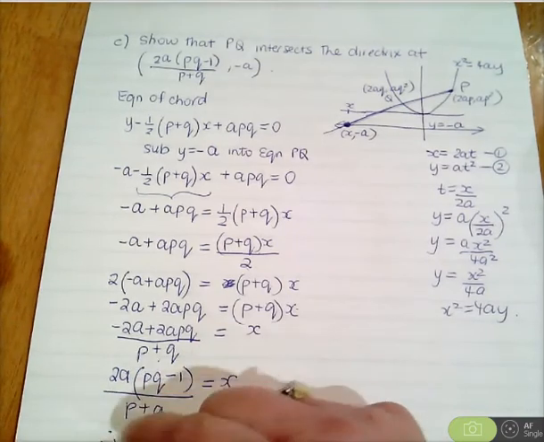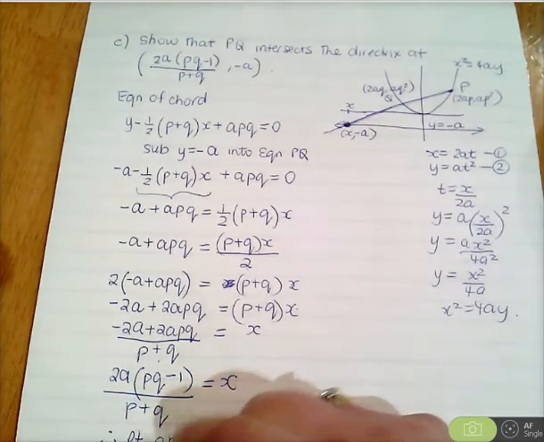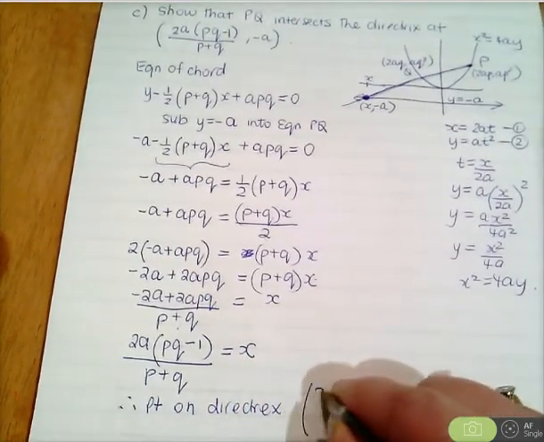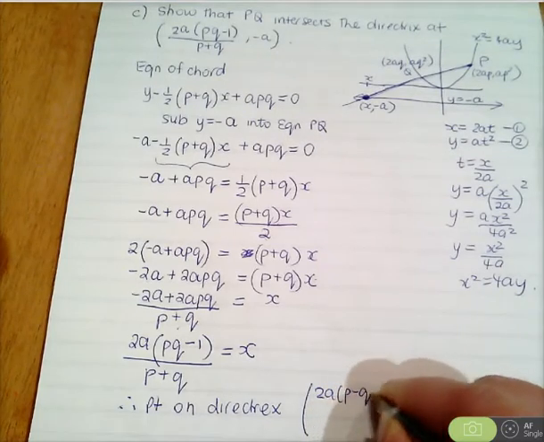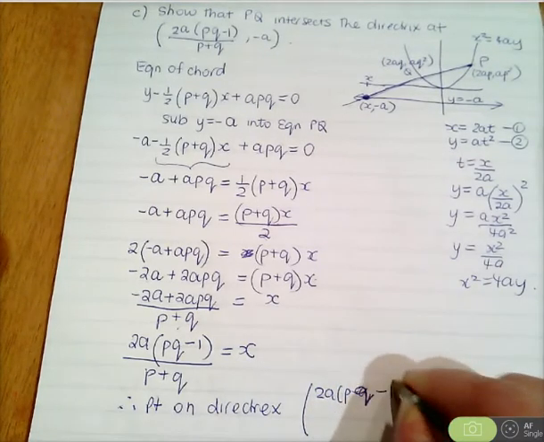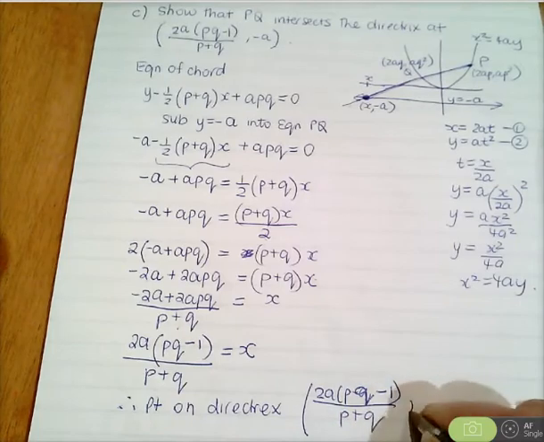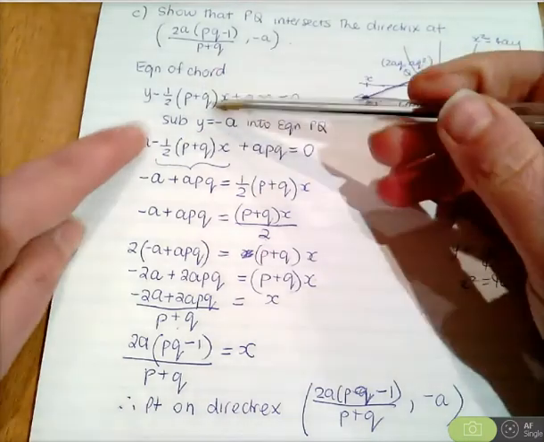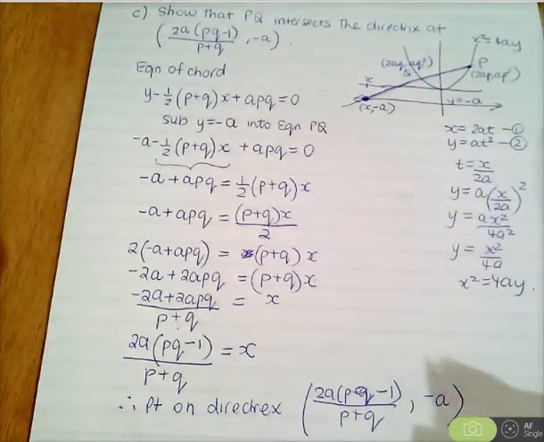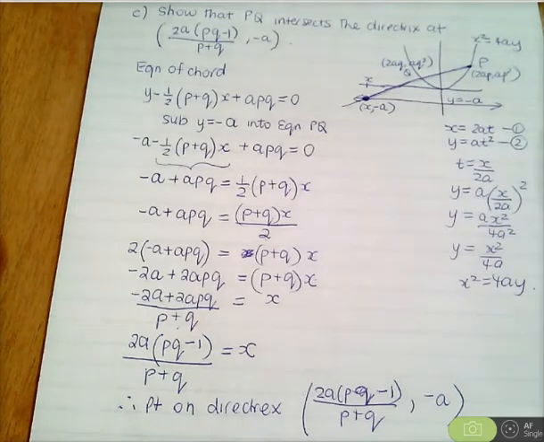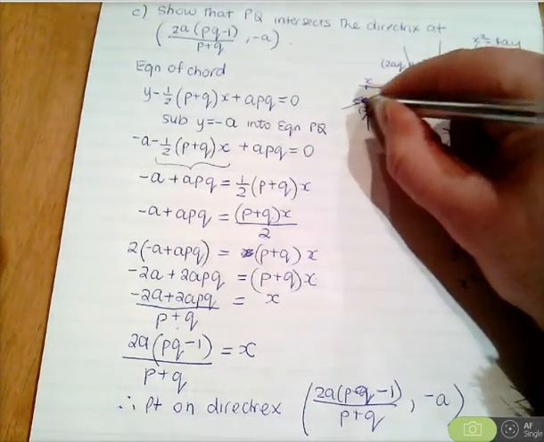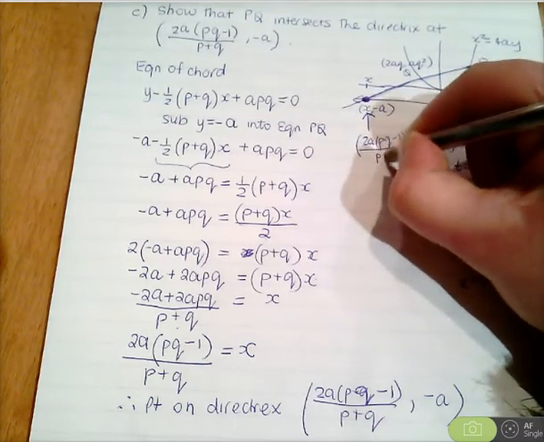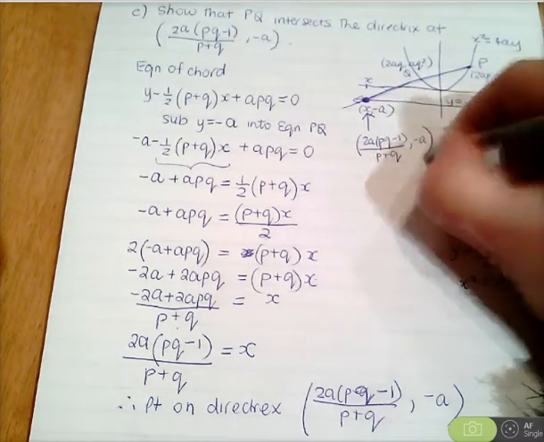Therefore, the point on the directrix has an x and y value, of course. So the point on the directrix will be this x value here that we've just worked out, 2a bracket pq minus 1 over p plus q. And then the y value is minus a because we've substituted y equals minus a into that equation. And that's part C. If I want to label that on the graph, this point here is 2a bracket pq minus 1 over p plus q, comma, negative a.